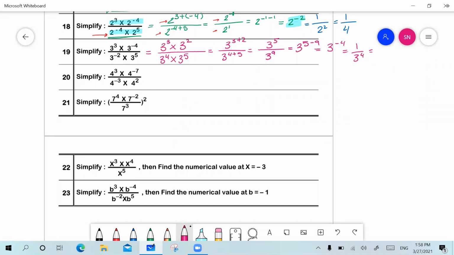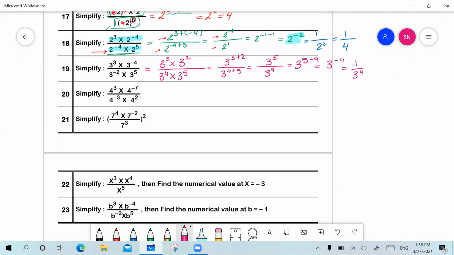Exactly. Thank you so much. Thank you, dear. This is equal to 1 over 81. Okay, I'm going to lower hands. If you have a question, please raise your hand.